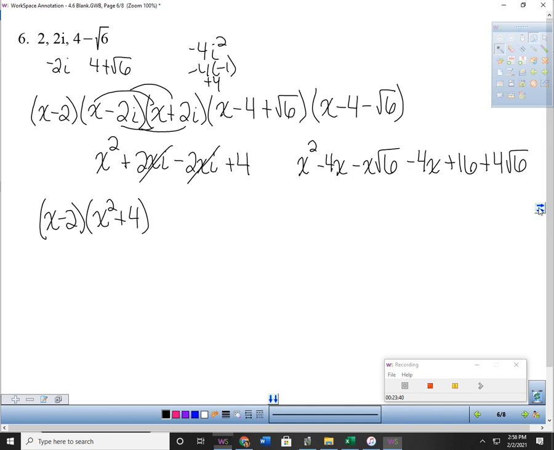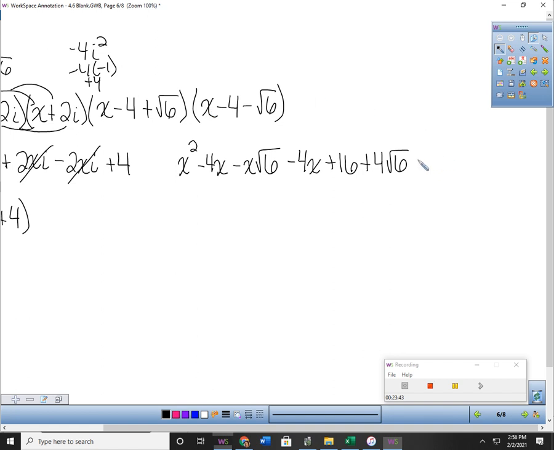Then the square root of 6 times x is x square roots of 6. Square root of 6 times negative 4 is negative 4 square roots of 6. And the square root of 6 times a negative square root of 6 is negative 6. So I know anything with a root should cancel, right? Negative x square root of 6, positive x square root of 6 cancels. 4 square roots of 6, negative 4 square roots of 6 cancels.